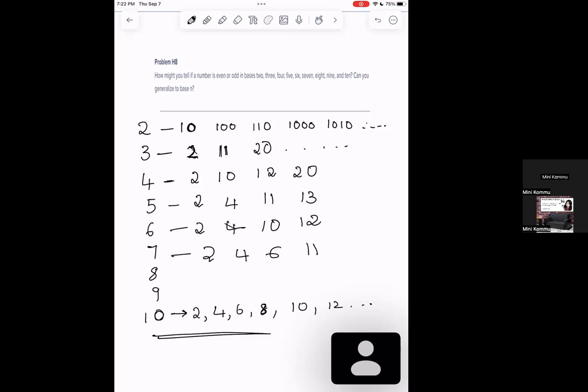Mind you, I'm just counting by twos. That means in this particular system, these numbers are considered even numbers. For example, in base 7, 11 is considered an even number. How can you tell? When you add 1 plus 1, you'll get 2. So that is an even number. So in any other system, a number is an even number if, when you add the digits, you are getting an even number.